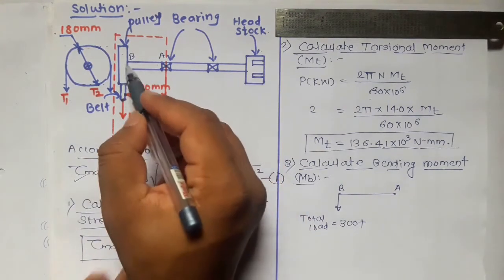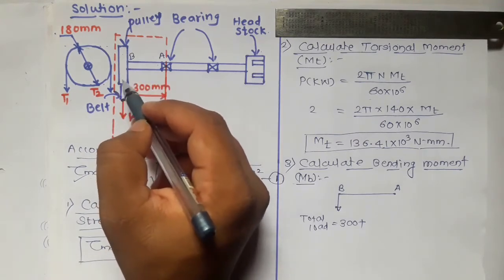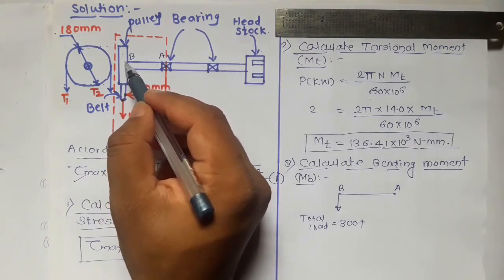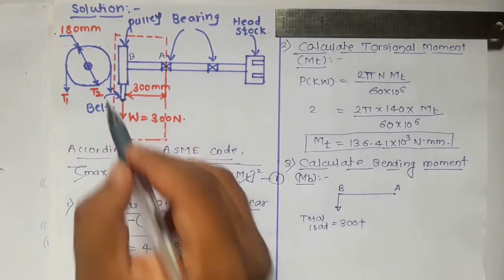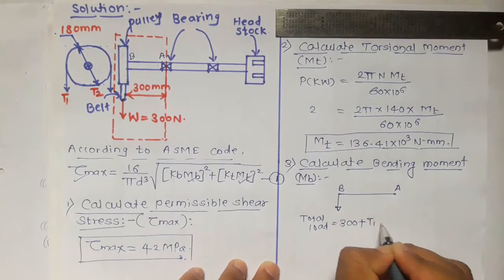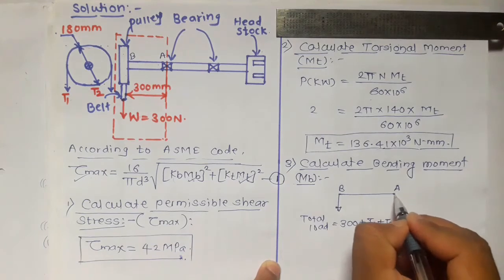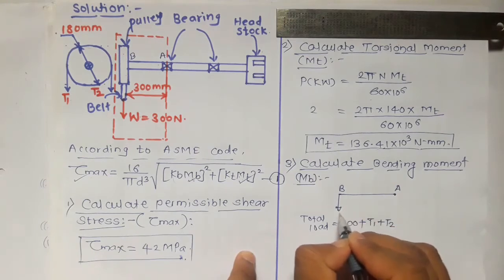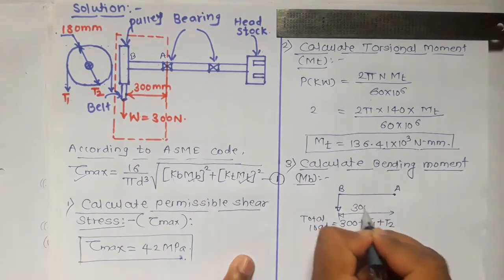Remember that we have already solved a numerical where a pulley and belt system is provided. Whenever a belt is provided along with the pulley, the total load acting at the point where the pulley is mounted is equal to the self weight of the pulley plus the tension on the tight side plus the tension on the slack side. So the total load is 300 plus T1 plus T2. This is the total load at point B. This is point A, where the bearing is mounted, and this distance is given, it is 300 mm.